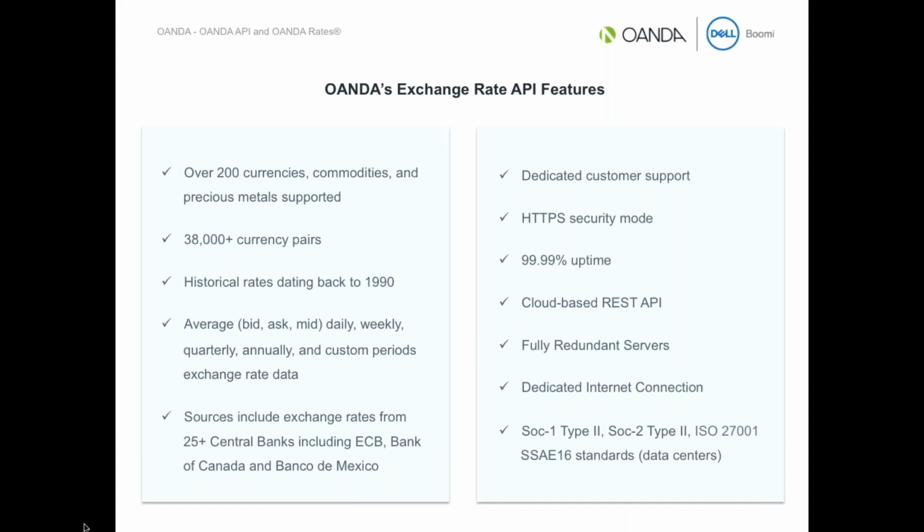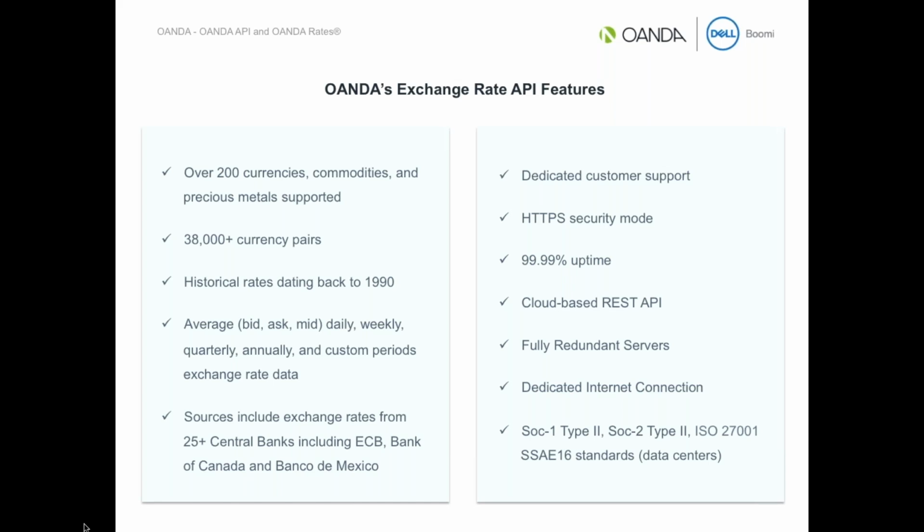Thanks, Greg. As you mentioned, not only are we uniquely positioned to provide rates reflective of the entire market, but we also have one of the most complete FX data sets available, spanning 213 currencies and metals, with sources coming from over 25 central banks, as well as our proprietary OANDA exchange rates.